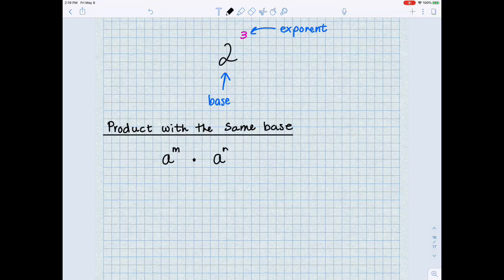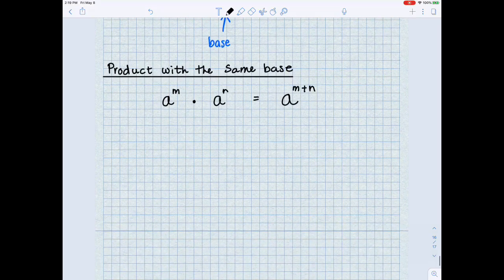If you see this type of problem, what you can automatically assume is that you can rewrite the problem as a to the power of m plus n. In other words, you just add your exponents together. Let's take a look at an example here.